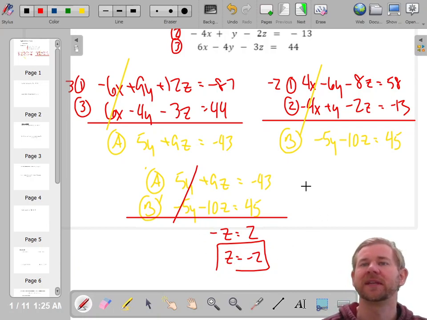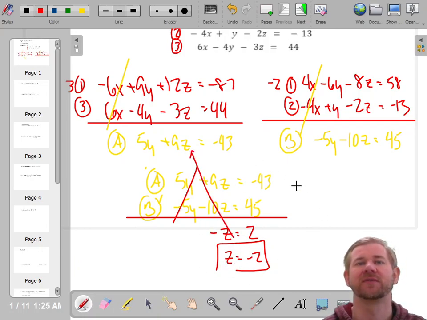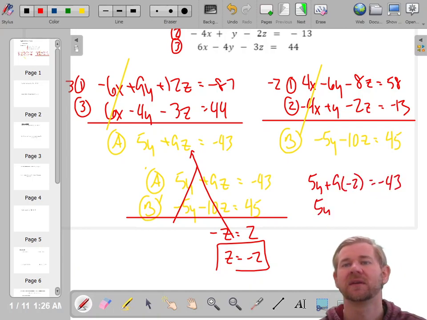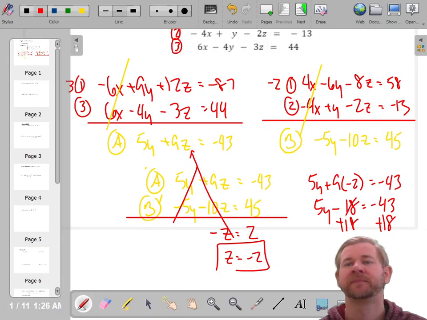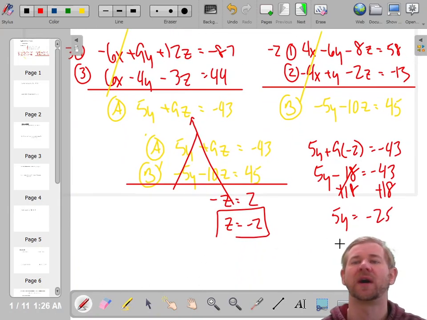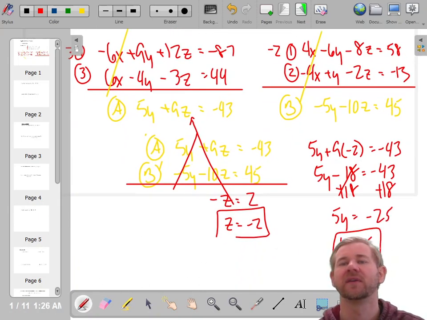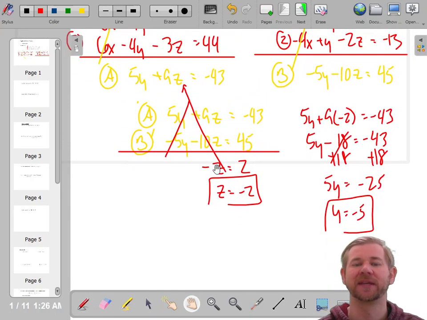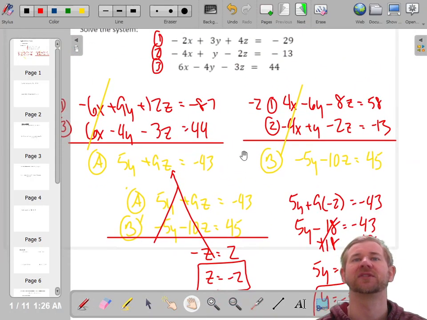Once you get one of them, now you work your way back up. I'm just going to plug this in right here. 5y plus 9 times -2 is -43. 5y minus 18 is -43. If you add 18 to both sides, -43 plus 18 is -25. And that means that y is -5. All right, we got 2 of the 3. On a multiple choice test, that's probably going to be sufficient. But let's get x just for good measure.